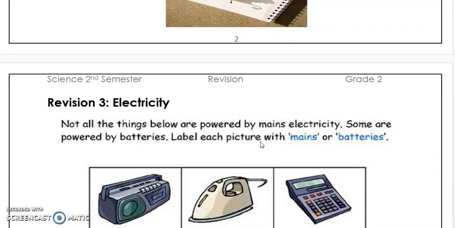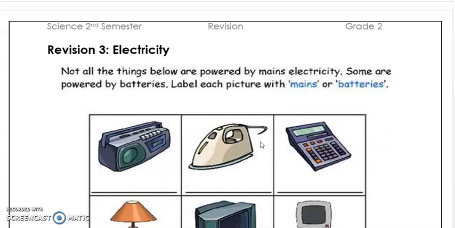The next day, you can do revision number 3. Before you do this one, go back again to our lesson to read chapter 6 about electricity. Here you've got the instruction: not all the things below are powered by mains electricity. Remember that mains electricity is the one that comes from the socket at home wherein we plug. So that is mains electricity.